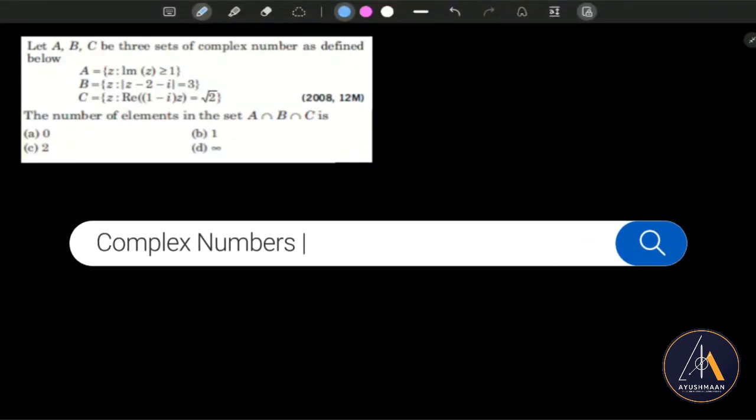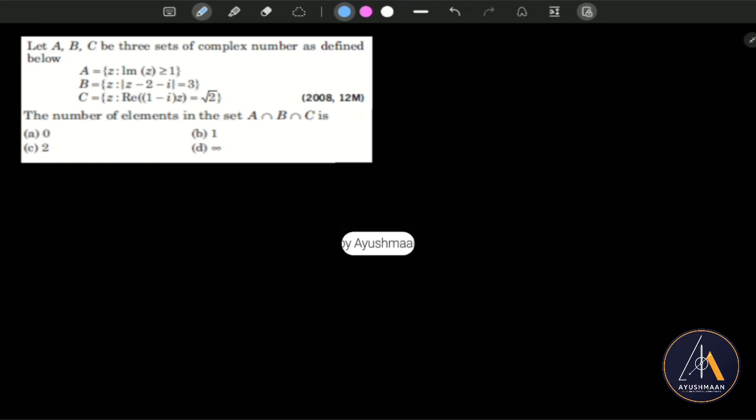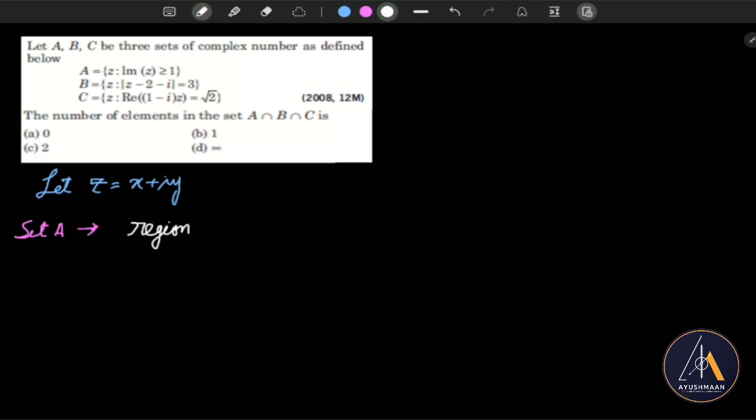So in this question, we are given three sets A, B, C, and the definitions are given. Let Z be a complex number and find the number of elements in the set A intersection B intersection C. So first of all, let us take Z equals x plus iota y. Now our first set A. It is telling that imaginary Z is greater than or equal to 1. So it represents the region y greater than or equal to 1.